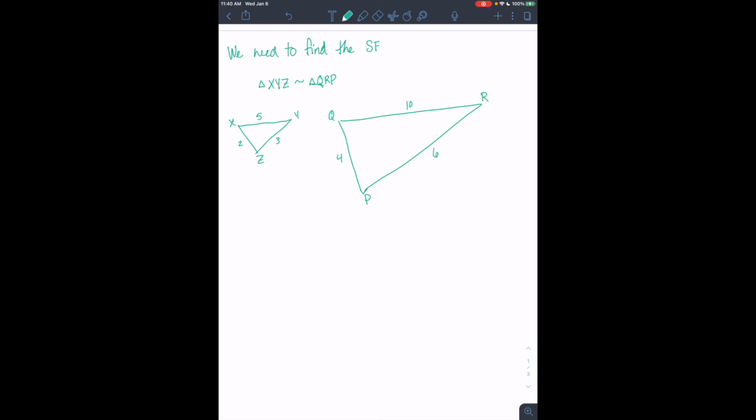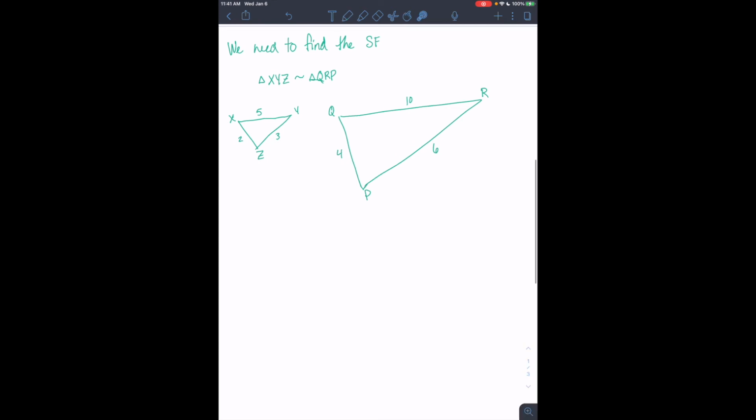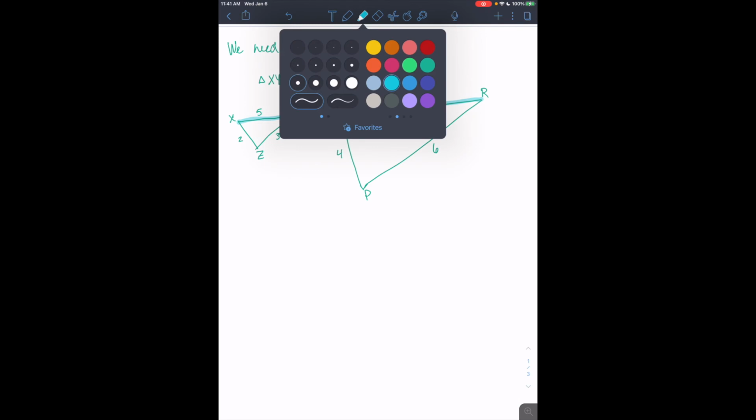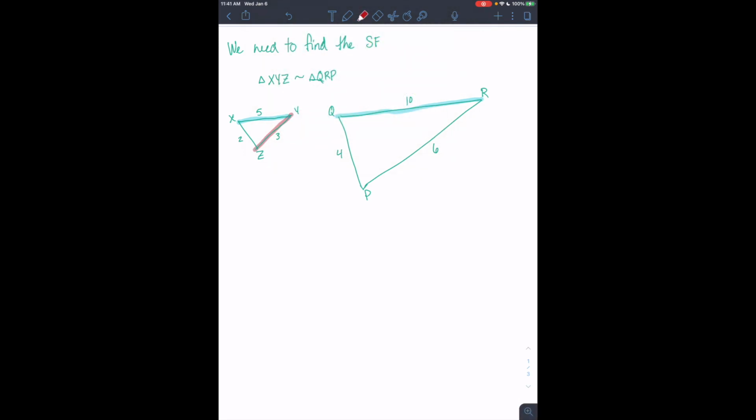So when I'm looking at this example that I've got here, both of these triangles have side lengths that have been labeled. I know how these triangles correspond to one another in their side lengths because I have this similarity statement here. In the same way, those first two letters in that first triangle, XY, correspond to the first two letters in that second triangle, QR. So I'm going to highlight to identify all those corresponding sides. So we know that XY goes with QR, YZ goes with RP, and XZ goes with QP, like that.